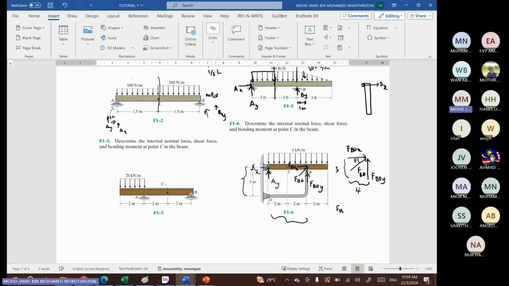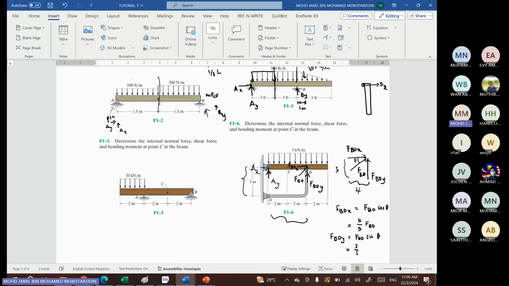So FBDX equals FBD cos theta. So cos theta equals 4 over 5. So 4 over 5 FBD. And then FBDY, it's FBD sine theta. So it's 3/5 FBD. Okay.